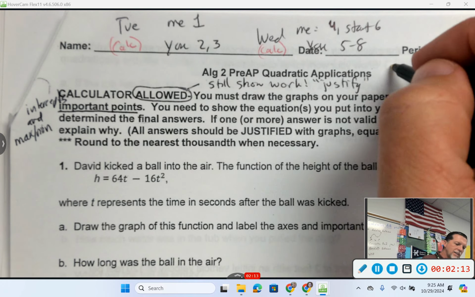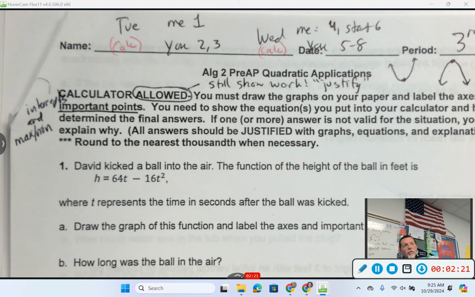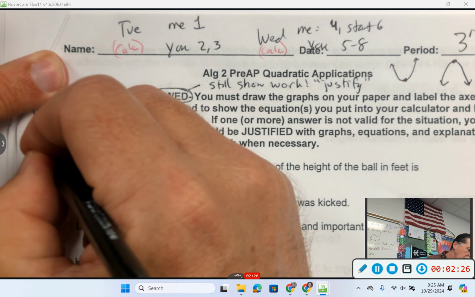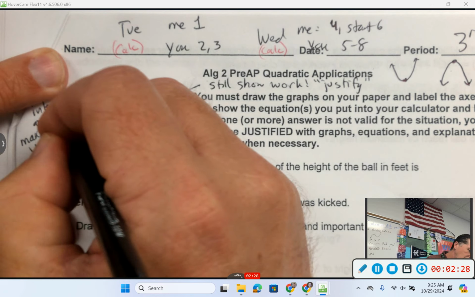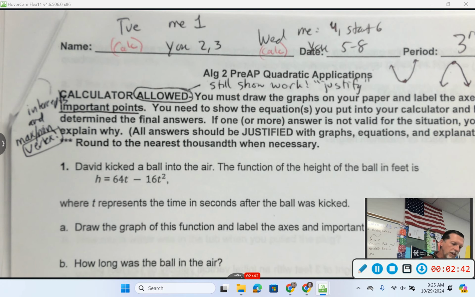Everything's a quadratic today, so it's either an up parabola or a down parabola. So the vertex is, which is another word for max or min, maybe I should have just said that. Vertex. And the vertex is the max or the min, depending on what the parabola looks like. So you know how to do those things without a calculator. You get your calculator to help you, but we still want to show where those things come from.